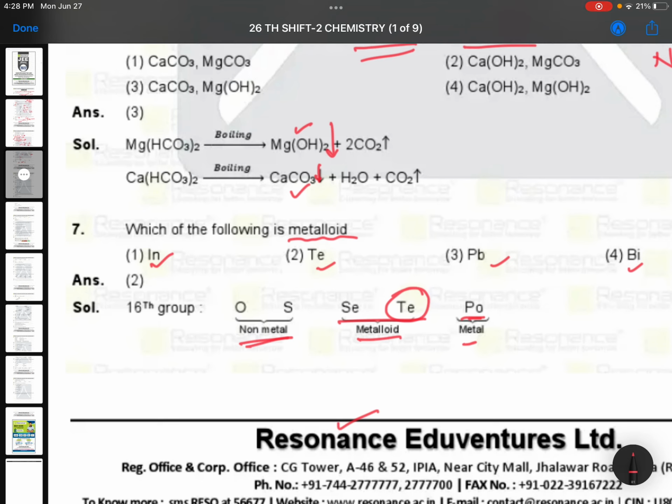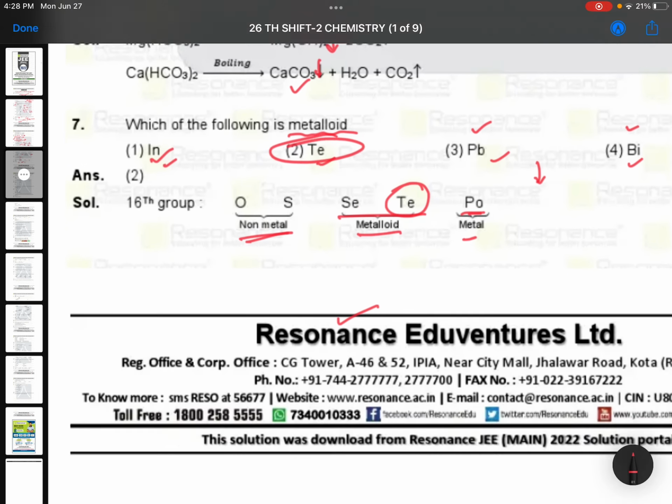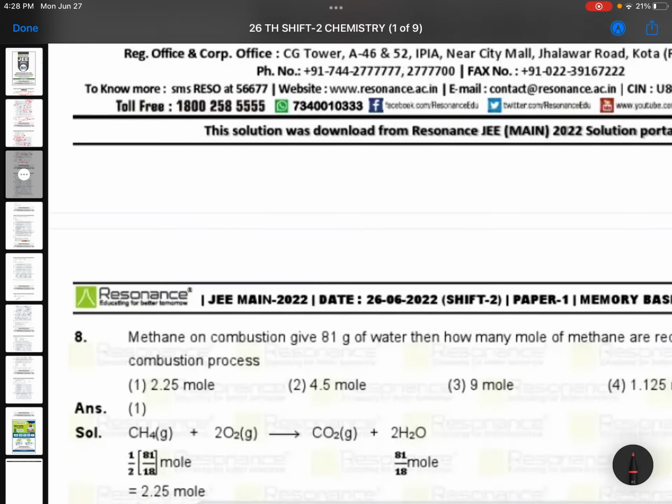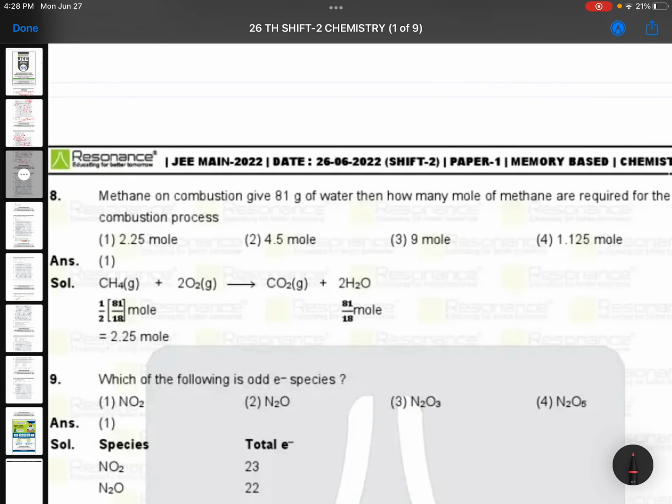But remember, generally down the group, the metallic nature increases. So lead and bismuth are going to be typical metals. Even indium is a metal. So the most metalloid character is shown by tellurium. Periodic table topic. Moderate level, because you can't remember all of it, so moderate you can say.